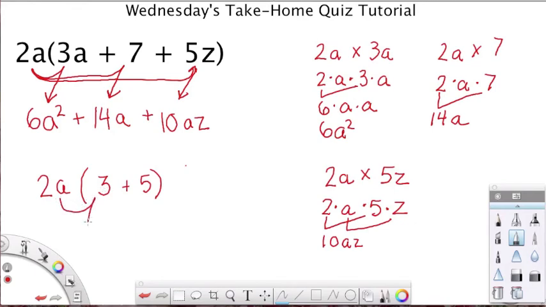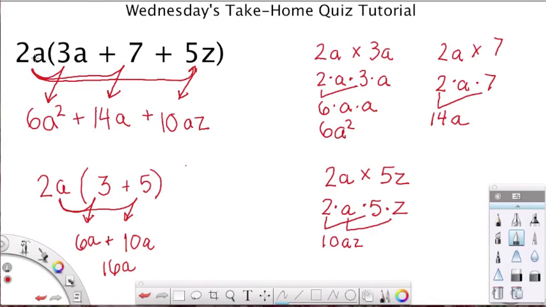Sometimes you'll have a problem like this. You combine this, and you get 2a times 3, that's 6a. And then you do 2a times 5, and that will give you 10a. Do we have like terms we can combine? Yes. We've got 6a here and 10a there. That gives us 16a. Okay. But this will be the most common thing.